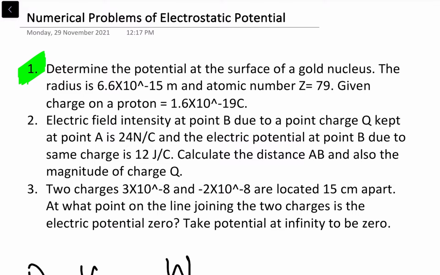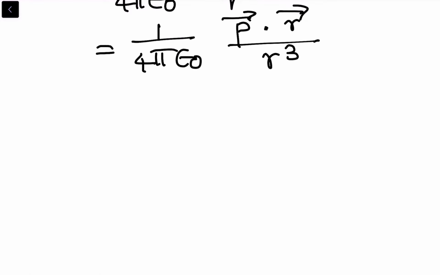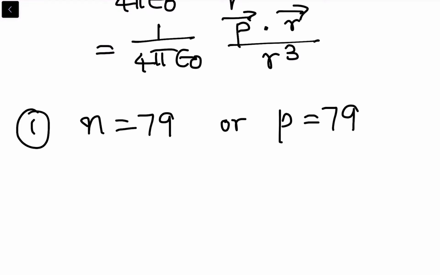What they asked is to find the potential at the surface of a gold nucleus, and then they have given the radius of the gold nucleus and the atomic number of the gold, that is Z is equal to 79. Whatever the atomic number is, that will be equal to the number of protons, and that is also equal to the number of electrons. Therefore, if the atomic number is 79, there will be 79 electrons and 79 protons in this gold nucleus.